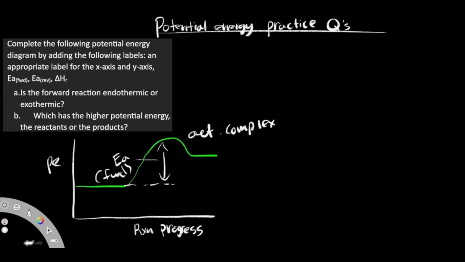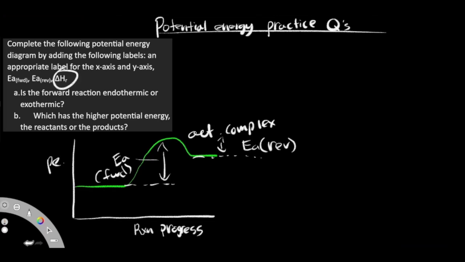Next, we have the reverse. The reverse is always between the activated complex and the product. So this here is your product. We can show it to you here. The difference between that is going to be your activation energy, just in the reverse direction. Okay, let's answer the questions now.